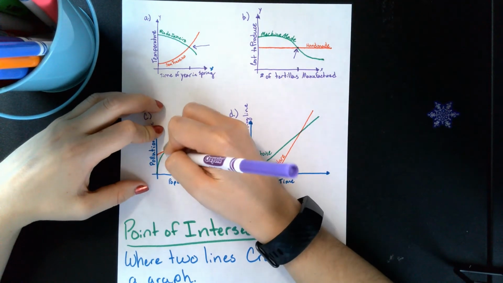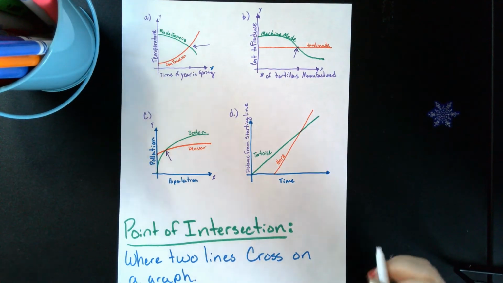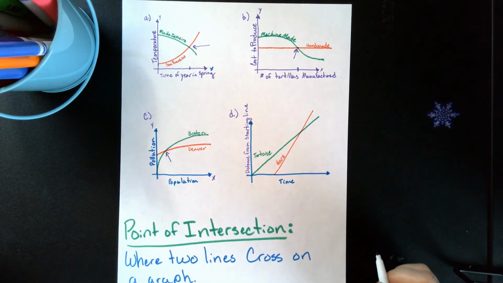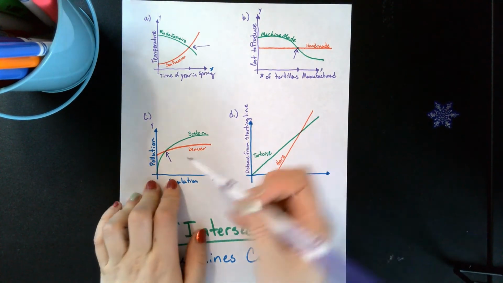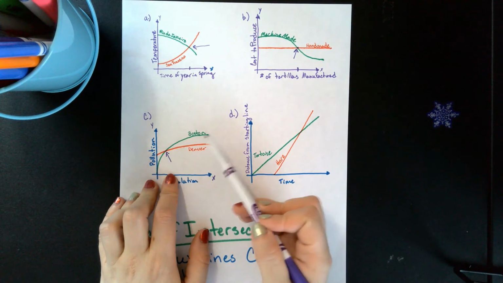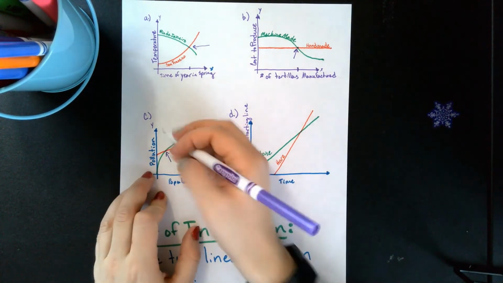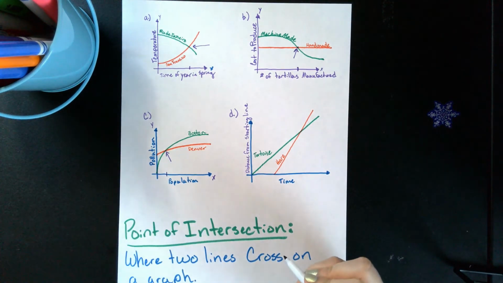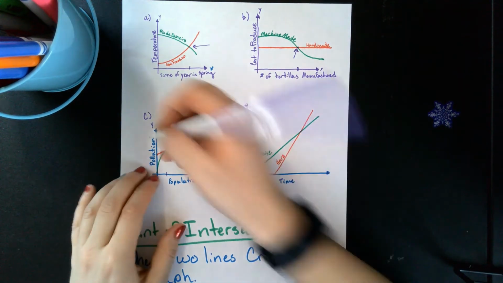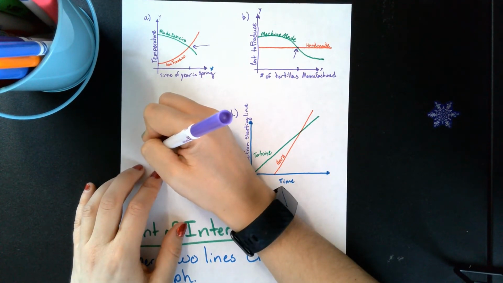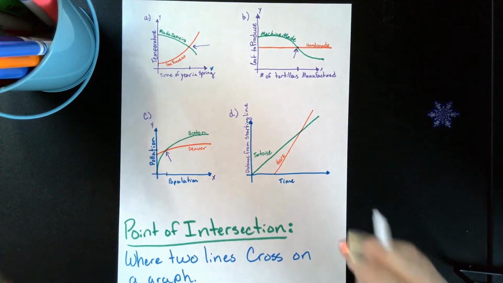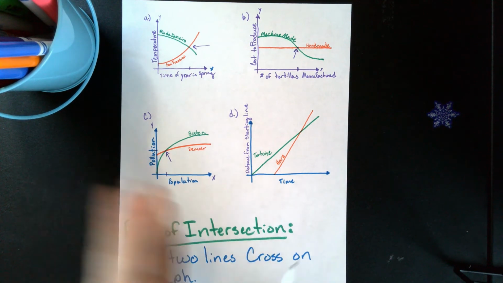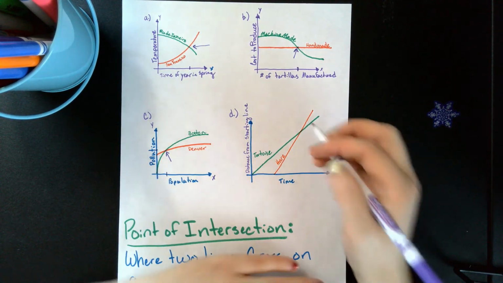So what I want you to tell me is, what does this point of intersection mean? Hopefully, you told me that at this point, both Denver and Boston have the exact same amount of population and have the exact same amount of pollution at that specific point. That's the point of intersection. Same population, same pollution.